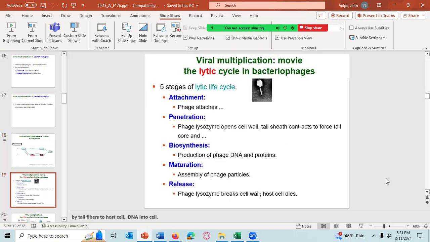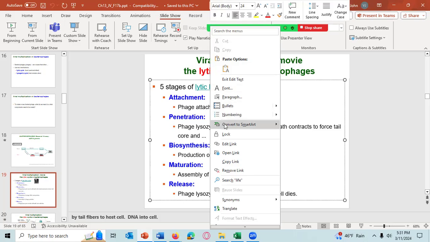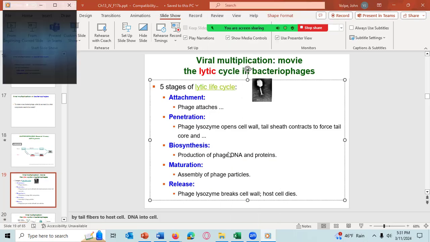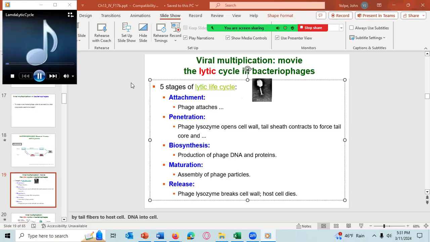All right, in the lytic life cycle of a virus, the virus goes through 5 stages of its life cycle. First, there's attachment, then there's penetration, then there's biosynthesis of the virus, there's maturation of the virus, and finally release of the virus. Let's watch a little video about the viral. First, the phage particles stick.